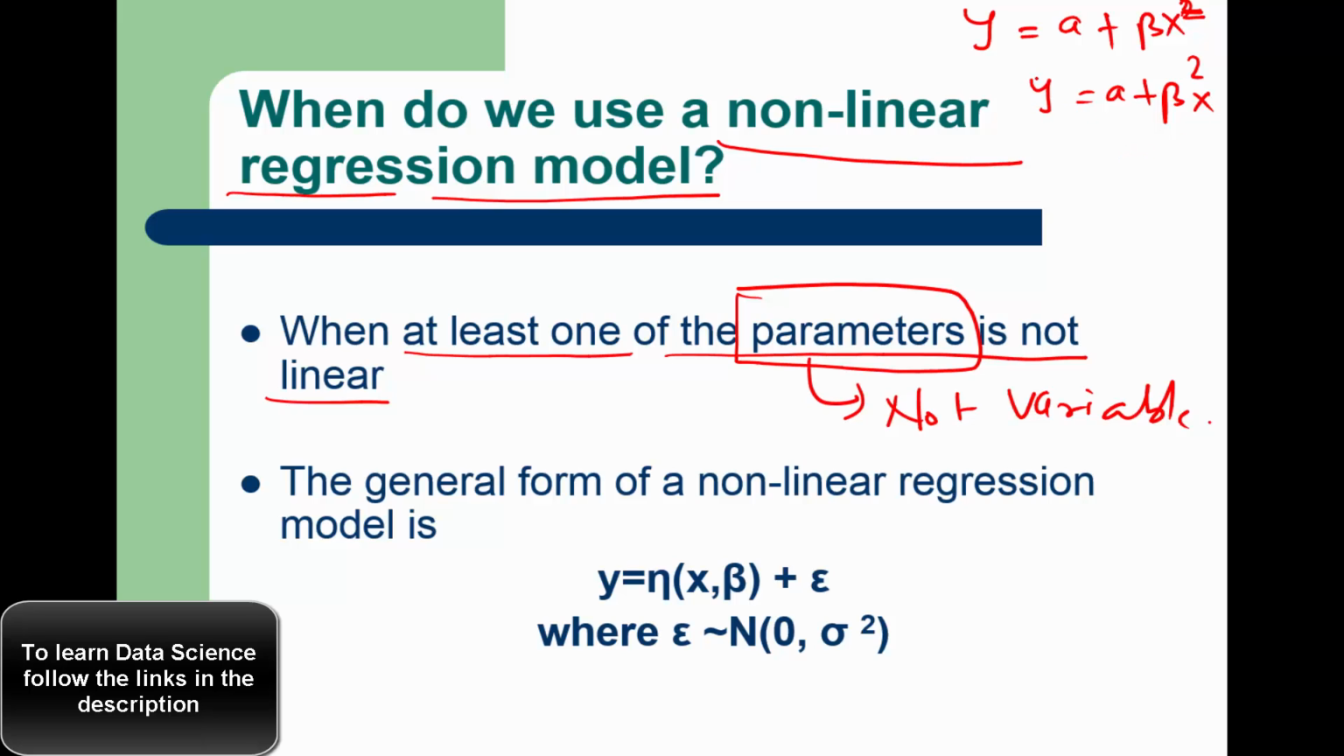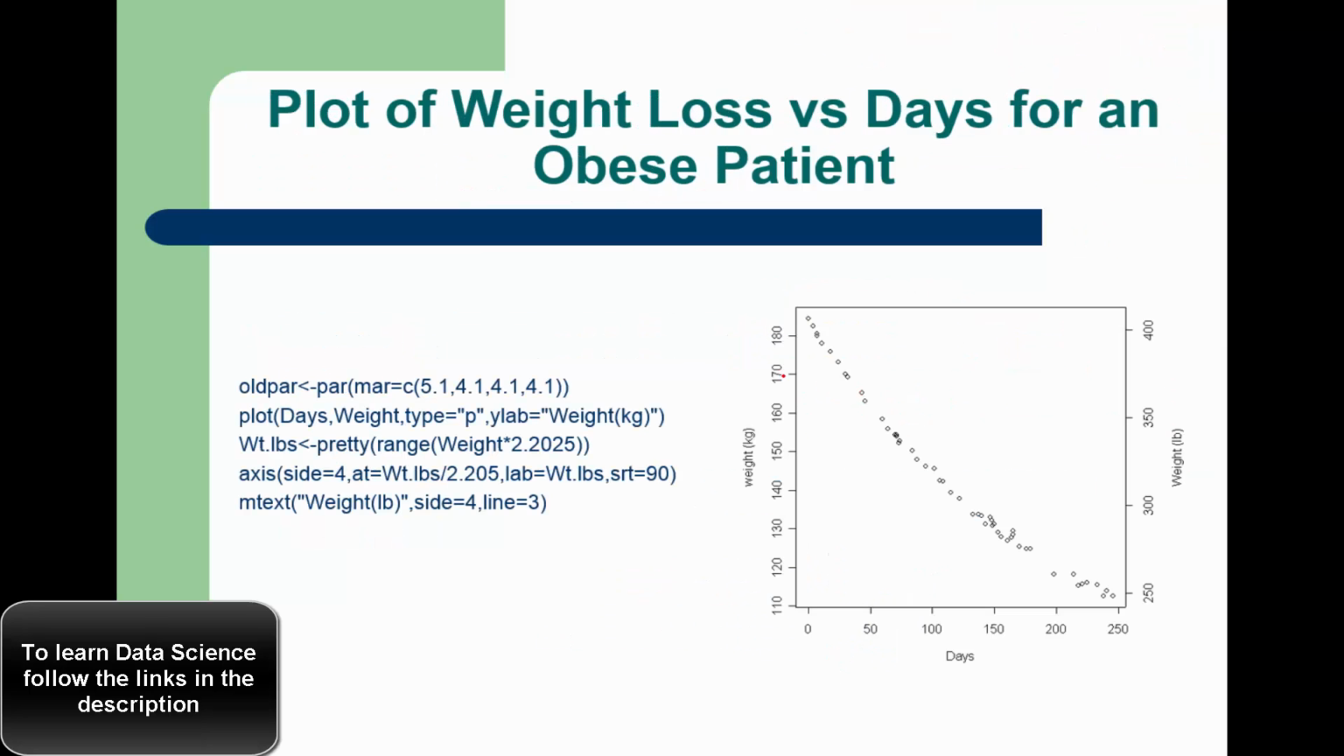In this case, this is the nonlinear model or nonlinear regression model, whereas this one is still a linear model because it is linear in parameters. Both the parameters a and b are linear in nature, whereas here the beta square is considered to be nonlinear. Okay, so here is an example and we'll take that to understand what nonlinear regressions are.